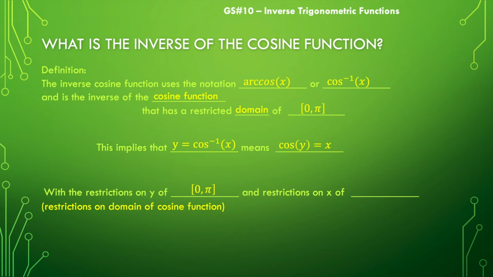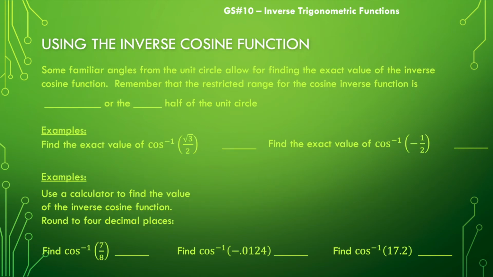And then the restrictions on the x of our cosine inverse function will be the same as the restrictions on the range of our original y is equal to cosine of x function, right? Remember that varied from -1 to 1. So then how do we actually use that inverse cosine function? We're going to be able to use our unit circle to evaluate some inverse cosines, and then we're going to use our technology to evaluate inverse cosines that are not on the unit circle. So we're going to start with things that are, though.